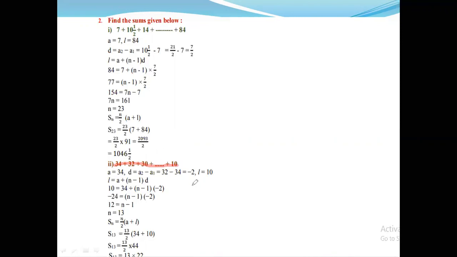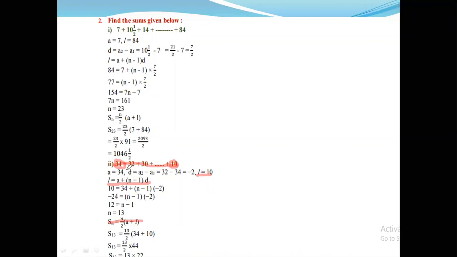And then we have to use the Sn formula here. See here, we are using the an formula, then we are going to use the Sn formula. By using the an formula, what can we find out? Here we already know that 34 is the first term, a is equal to 34. And the difference between 34 and 32 is minus 2. It means the numbers are decreasing here, so the difference is equal to minus 2. The last number is 10, l is equal to 10.